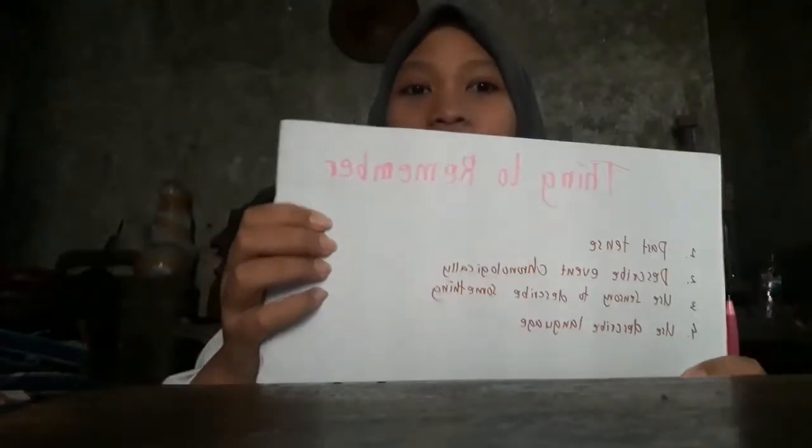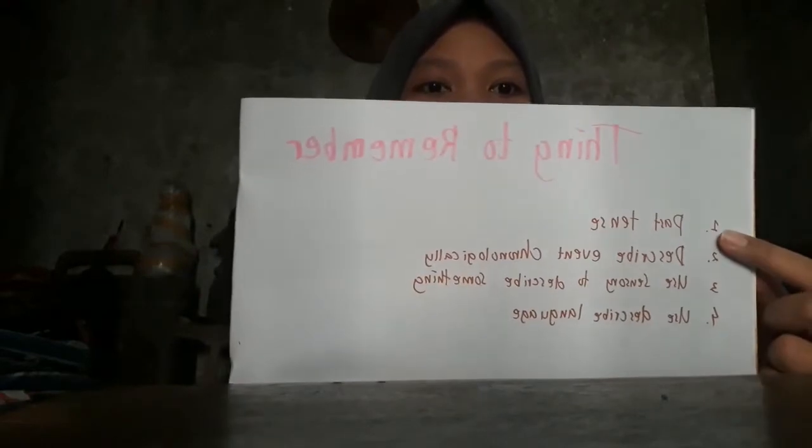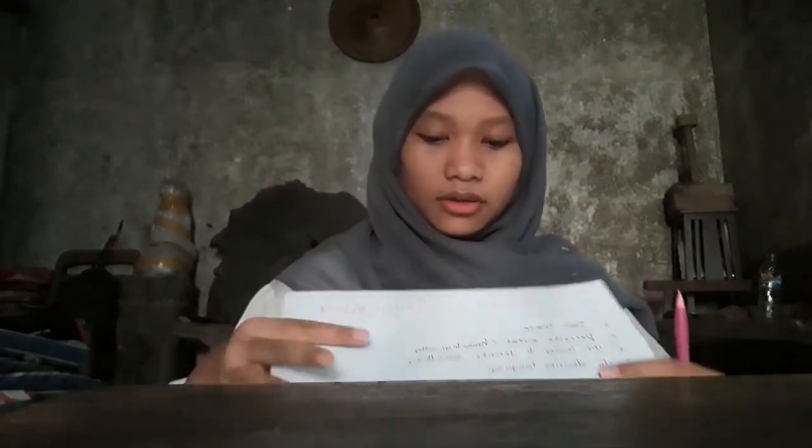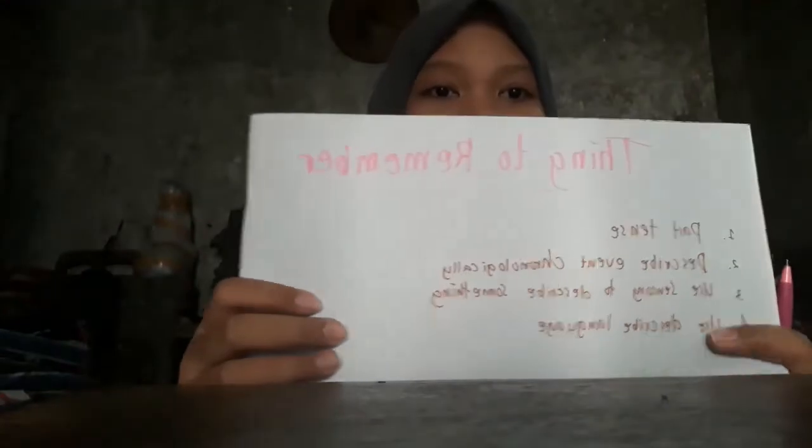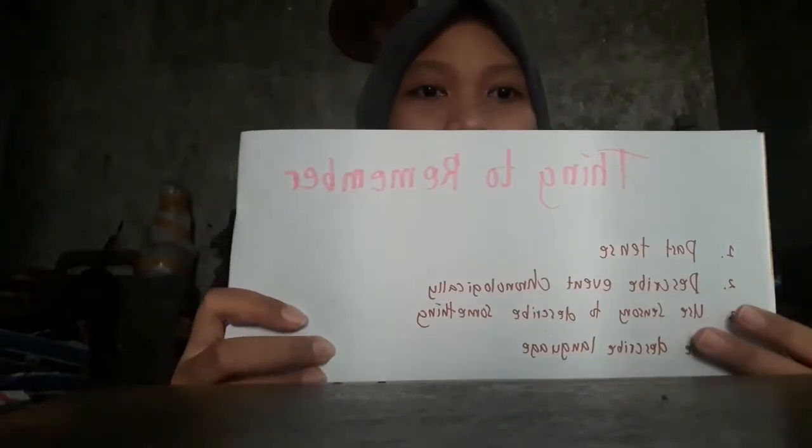And then, things to remember when you write the narrative essay or your story. The first is past tense. Don't forget to use past tense in a narrative essay. And the second is to describe the chronology. So you must describe all about the chronology in your story.